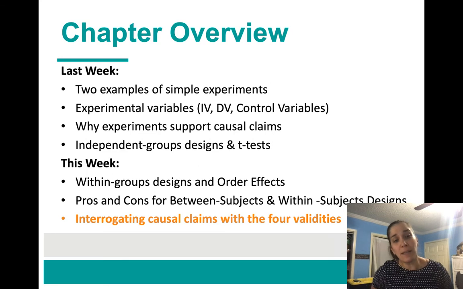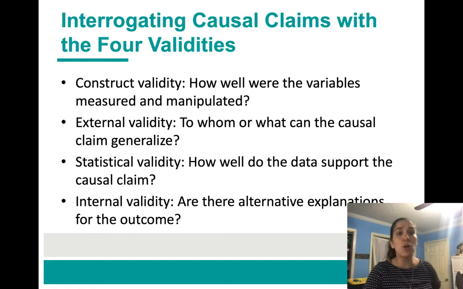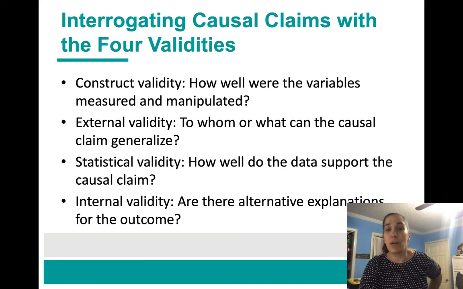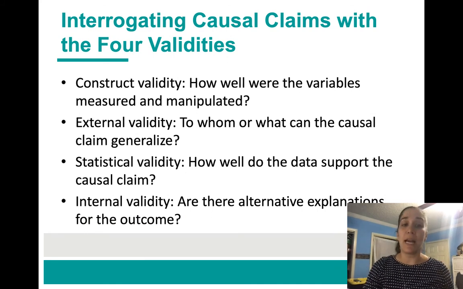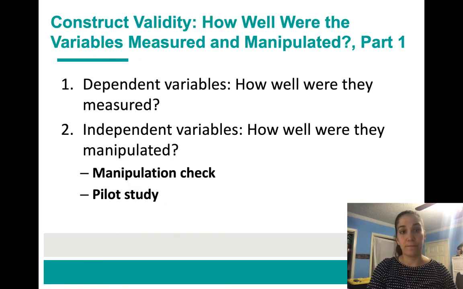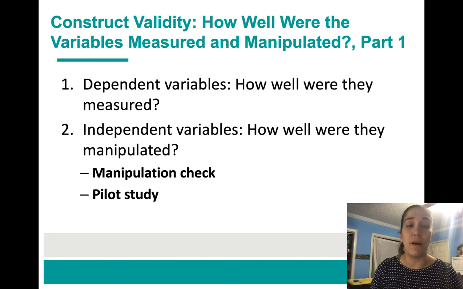Okay, finally, we're going to interrogate causal claims using the 4 validities that we talked about in chapter 3. So, interrogating the causal claims with the 4 validities, we're going to talk about construct validity, external validity, statistical validity, and internal validity. So construct validity is essentially how well were the variables measured and manipulated.